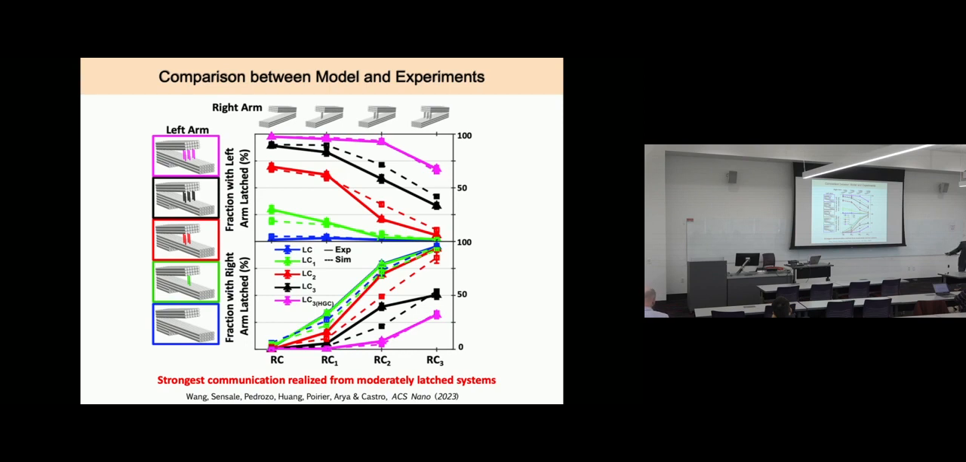Okay? On the other hand, if something never wants to even bind and comes close, I mean, you can put whatever here, it's not going to do anything to it. So nothing happens, okay? So the maximum communication happens when you have actual intermediate strength of these distributions. So that's basically the message, okay? Moderately latched systems communicate the best, okay?